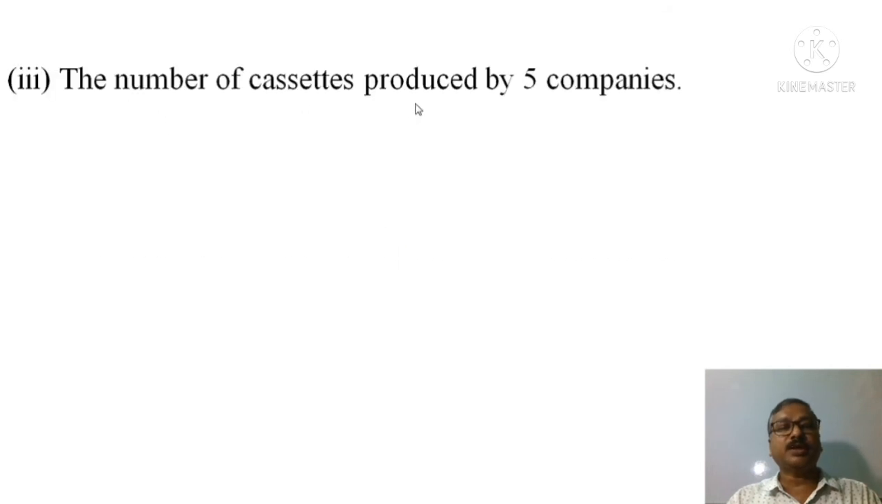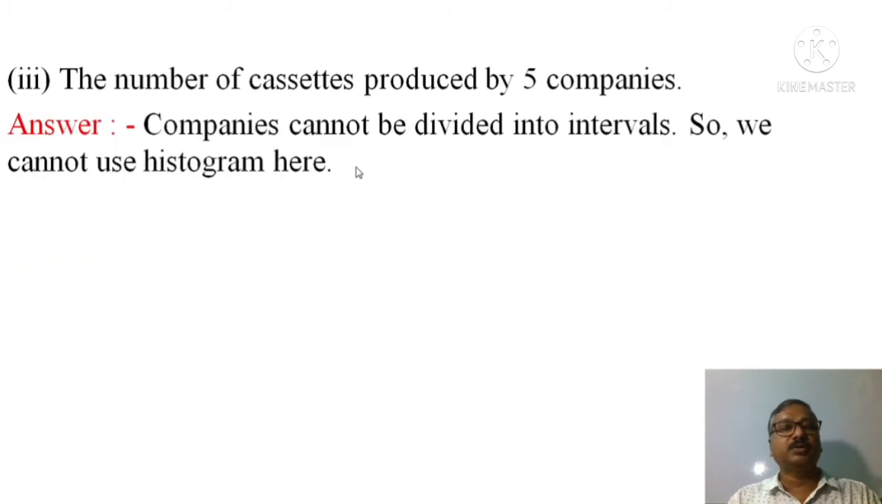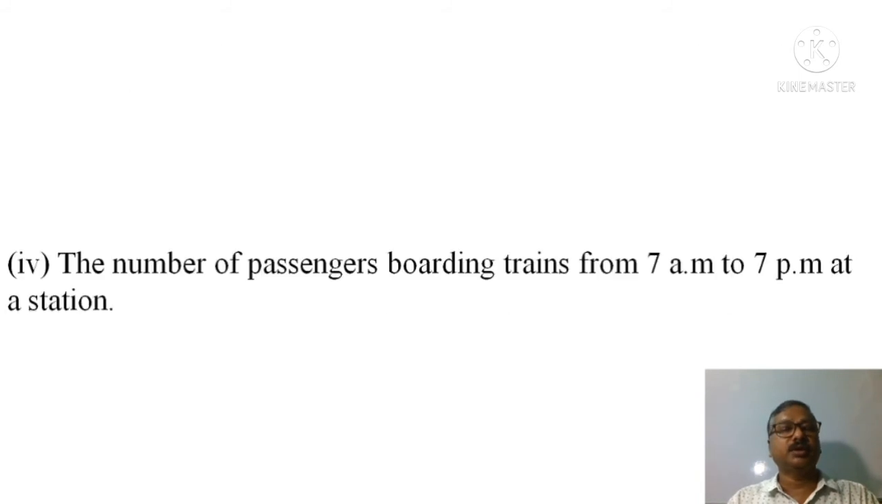The number of cassettes produced by 5 companies. 5 companies are producing cassettes. Companies cannot be divided. Company A, B, C, D we can mark, and we can draw a bar graph, but we cannot draw a histogram for this, since we cannot divide the companies into class intervals.